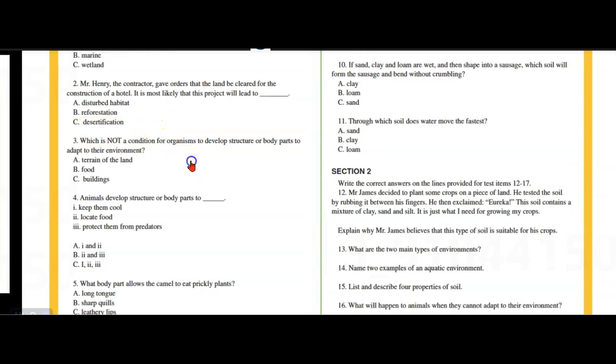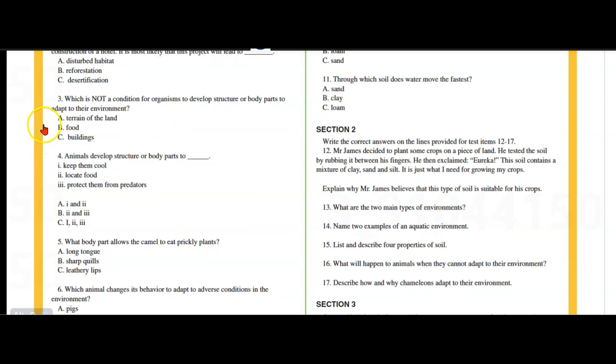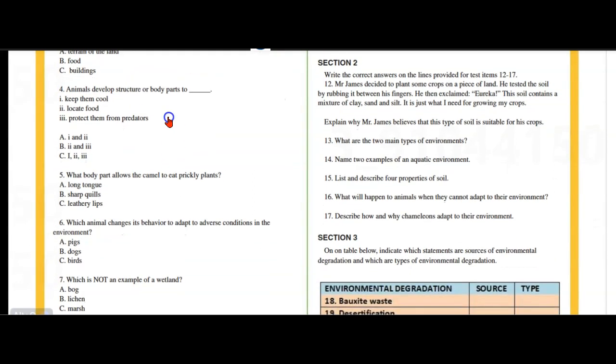desertification. Question 3. Which is not a condition for organisms to develop structure or body parts to adapt to their environment? The terrain of the land, food, or buildings? Number 4. Animals develop structure or body parts to keep them cool, locate food, protect them from predators. Is the answer 1 and 2, 2 and 3, or 1, 2, and 3?